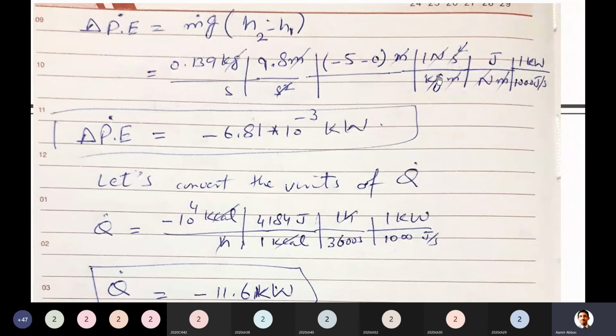Then the similar conversion, the introduction of Newton in the system, then Newton meter to joule, and joule per second to kilowatt or watt, and 1000 watt is equal to 1 kilowatt. So that's calculated. It is a very small change, but there will be a change in potential energy. You have to find it, and that's calculated here. Any confusion, any question here?